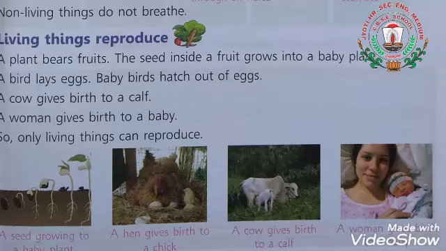Good morning, children. Let us recapitulate the characteristics of living and non-living things that we have studied in our last class. These characteristics are: living things grow, living things need food, living things move, living things feel, living things breathe. Now let's discuss the sixth characteristic, that is, living things reproduce.